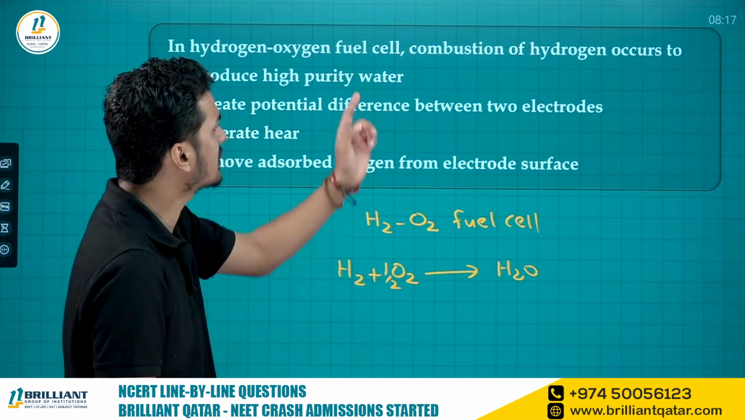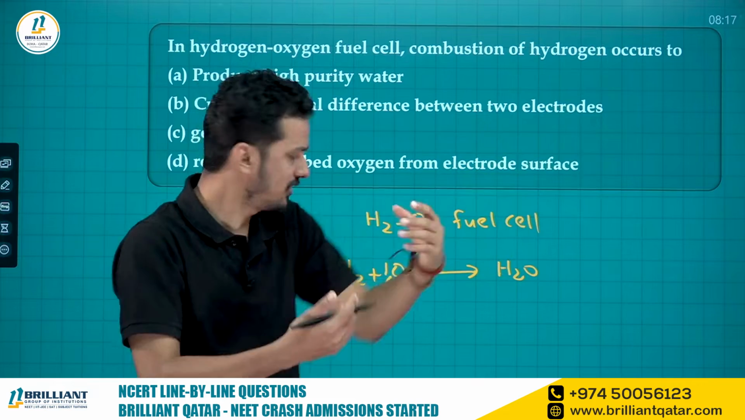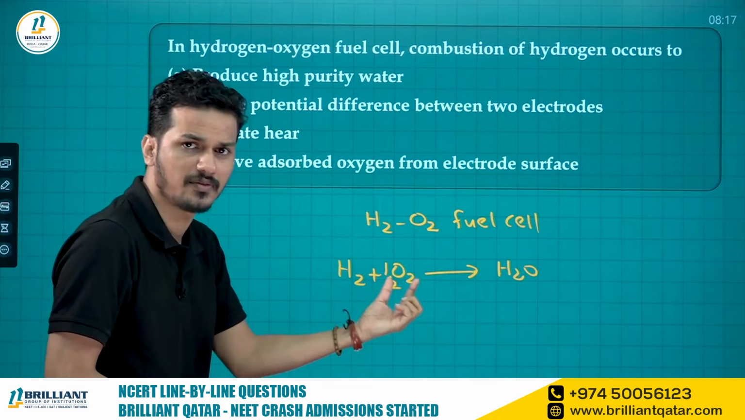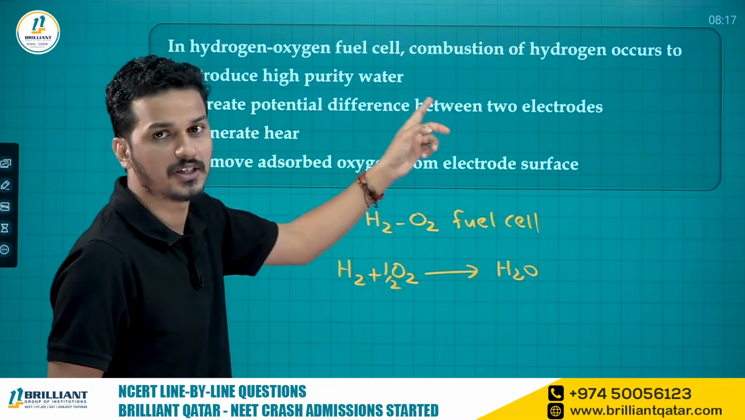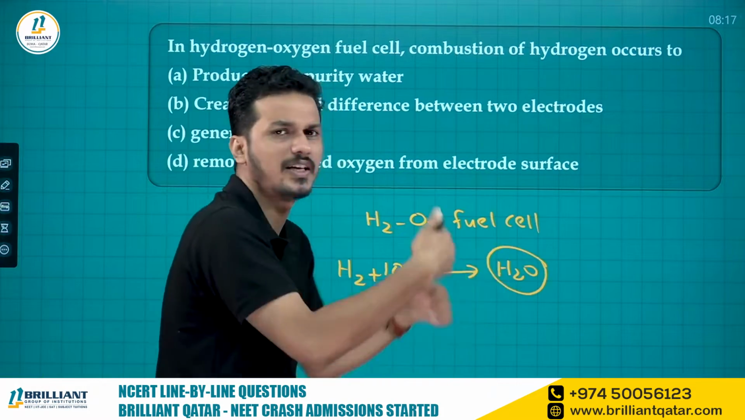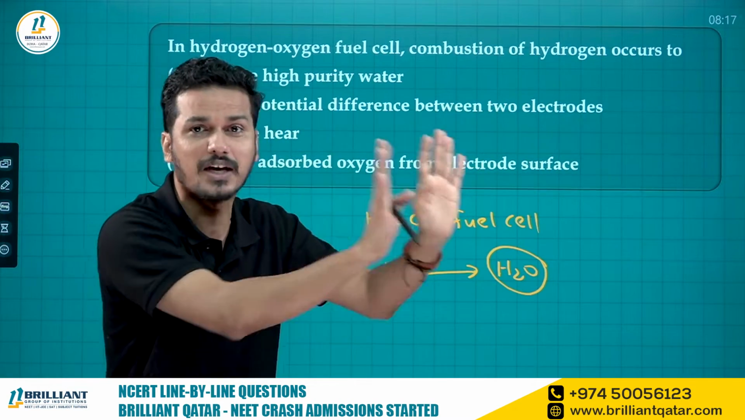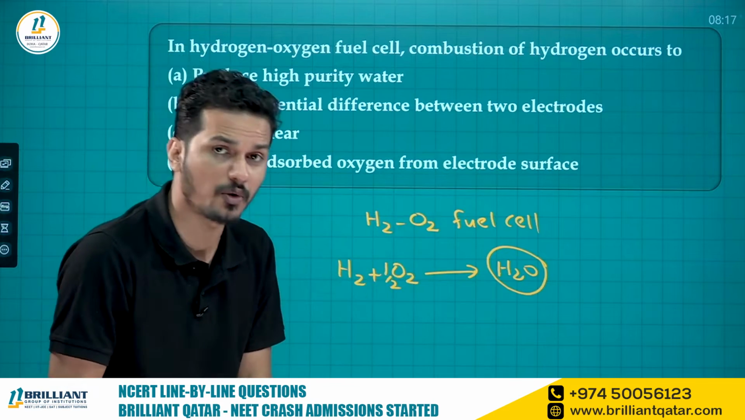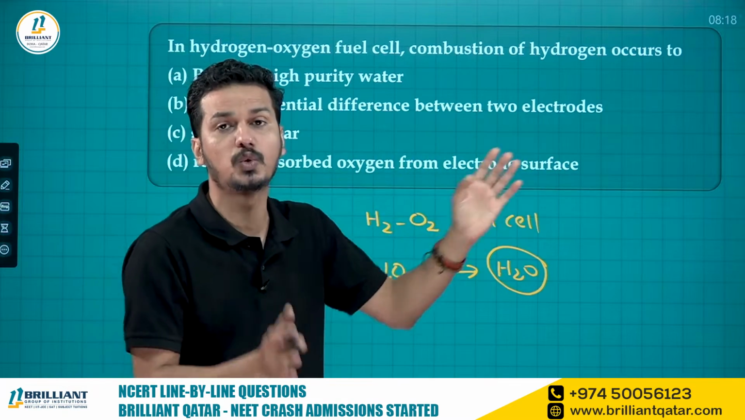So here they are asking, the combustion of hydrogen with oxygen occurs for what? To produce high purity water? No. That's actually a byproduct, the outcome. The combustion is not occurring to get water. Not for that. Then for what? To create a potential difference between two electrodes.